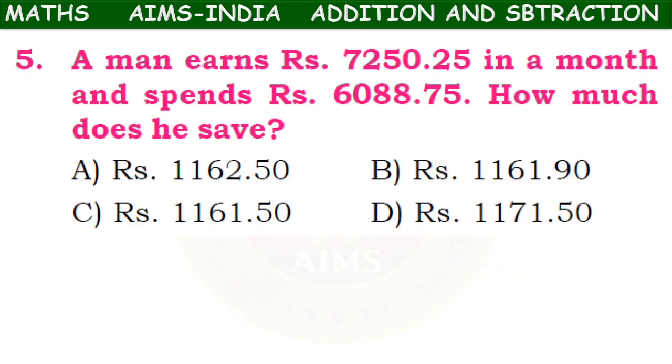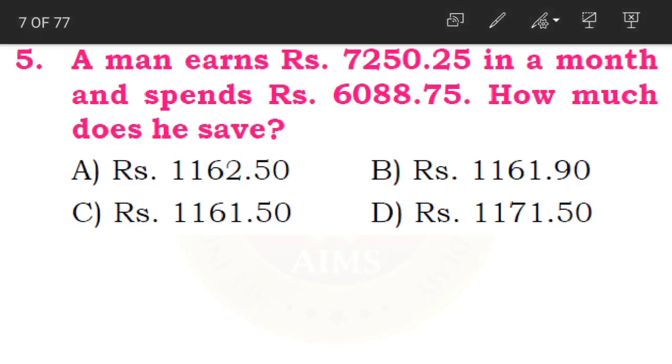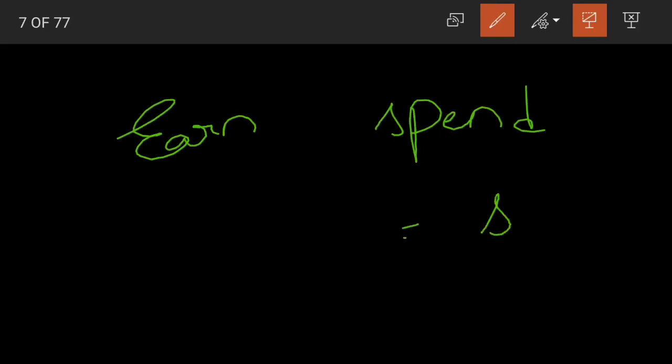A man earns rupees 7250.25 in a month and spends 6088.75. How much does he save? Now what is given in the question? I earn some amount and I am spending some amount. Now what is the amount that has been saved? How to find out? From the earnings, when you subtract the spending, that is what you save. That means the amount that is left with you.